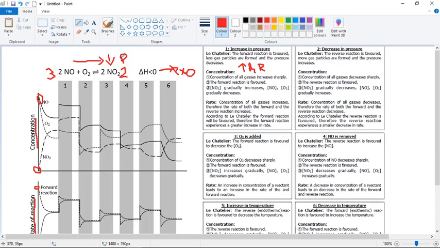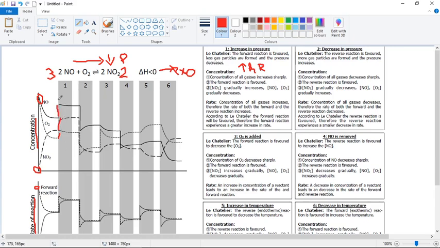Okay, because we are going from 3 moles to 2 moles, the forward reaction decreases pressure. So here, look at the concentrations. Increasing pressure is exactly like increasing concentration. So the moment here at T equals 1, we squashed the system to increase the pressure. All of these, can you see? All of these shot straight up.